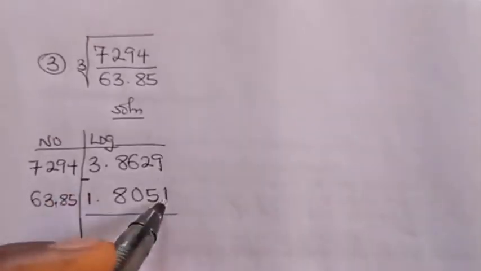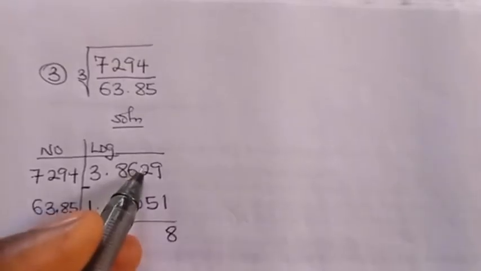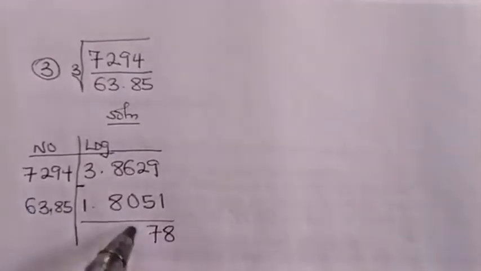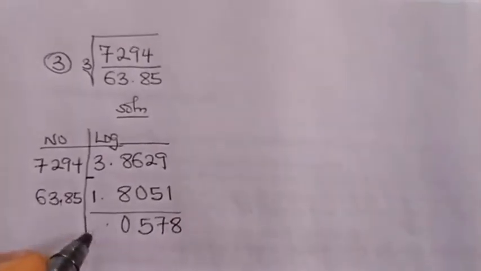Subtracting this, 9 minus 1, we have 8. 2 minus 5 cannot, so we take 1 from here, making this 12. 12 minus 5, we have 7. We have 5 here left. 5 minus 0, we have 5. 8 minus 8 is 0. 3 minus 1, we have 2. So it is at this point now we proceed to applying this cube root.